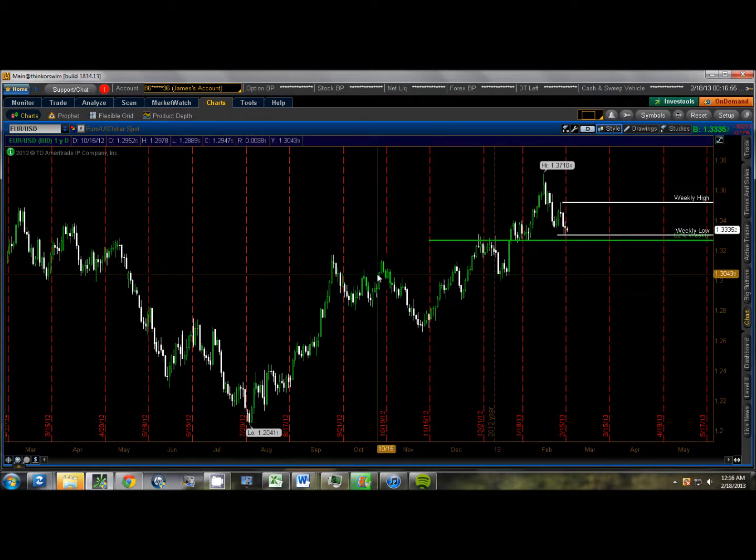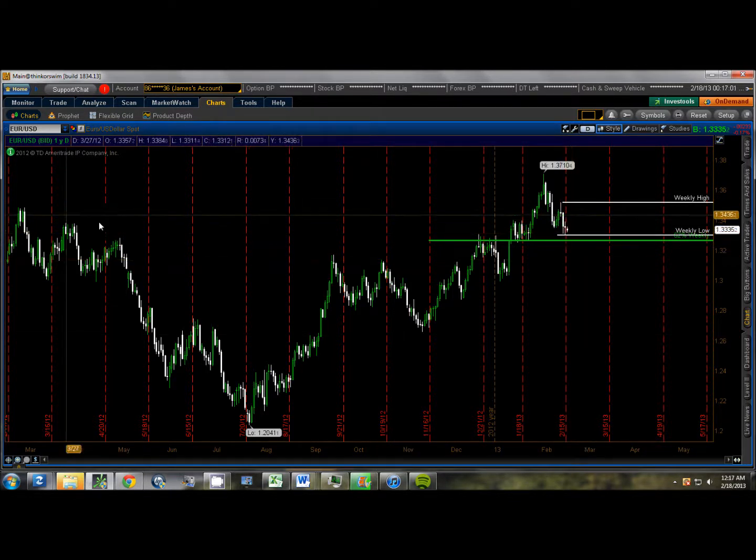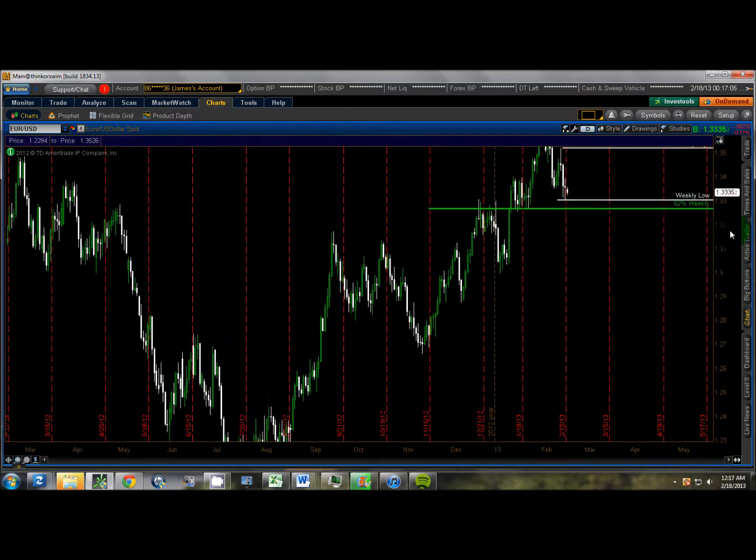Alright, so what jumps out at me? Now the current price action is sitting right here. Now here is what immediately jumps out at me. You can see a lot of highs and lows and whatnot, but look at this level, right? Let's stretch this out a little bit more.